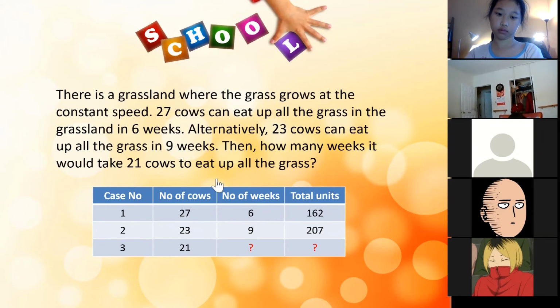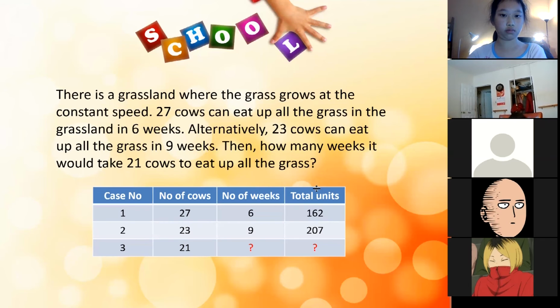So who can tell me what are the 2 parts? Grace, can you tell me what are the 2 parts of the 162 units? The original grass and the new grass. Yeah, very good. The original grass and the new grass.